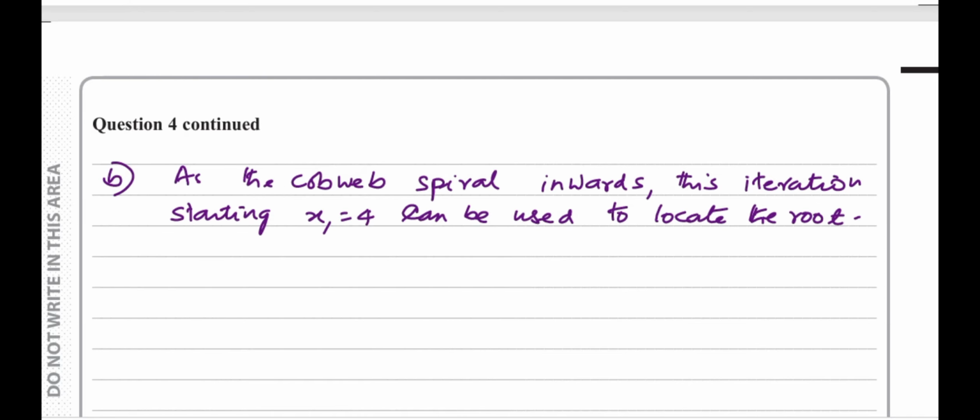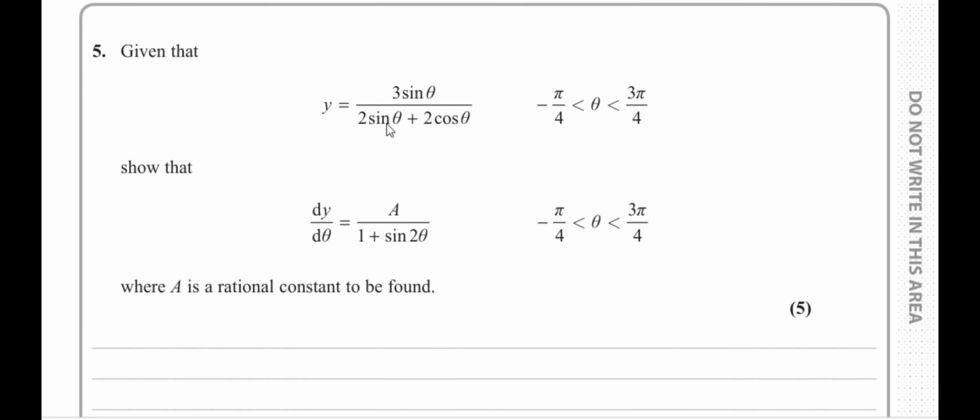Okay, fine. Question 5. Given that y equals 3 sine theta over 2 sine theta plus 2 cos theta, where theta is between these values in the domain, show that dy by d theta is equal to a over 1 plus sine 2 theta, where a is a rational constant to be found. Okay, so we need to differentiate a fractional expression here. So you need to use what? The quotient rule. So where this will be the u and these two together will become the v.